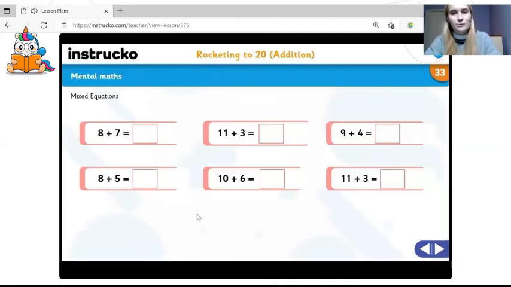Okay, now we have our mental maths. So we'll have a quick fire mental maths session. And these are all mixed equations. So we'd again fill in the gaps.